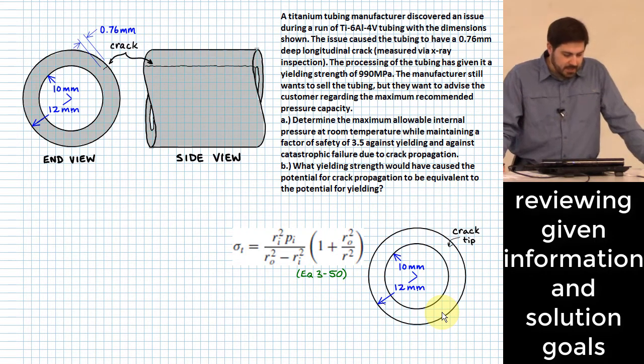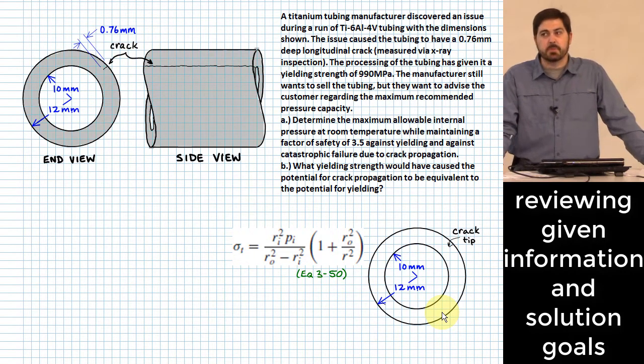This says, a titanium tubing manufacturer discovered an issue during a run of this titanium tubing with the dimensions that are shown there. The issue caused the tubing to have this little 0.76 millimeter deep longitudinal crack, and the way that we might know that is by measuring it with X-ray tools. It says the processing of this tubing has given it a yielding strength of 990 MPa. So let me explain that a little bit.